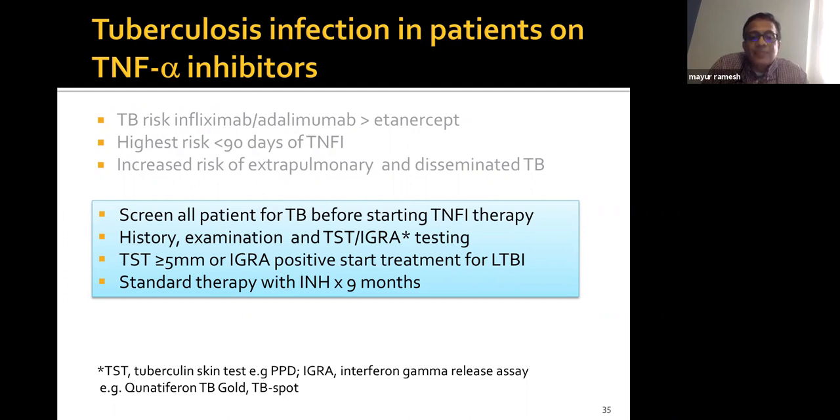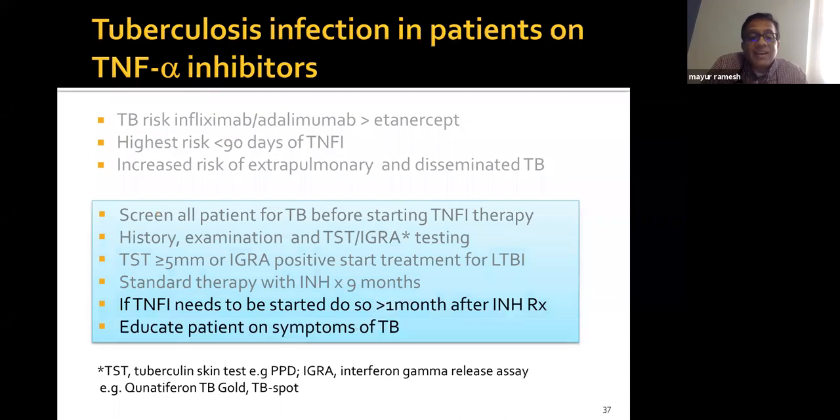In addition, you get a good history. You want to make sure there are no exposures, and an exam. And we tend to do the IGRA assay, or TB Quantiferon assay, now. If the TST skin test is greater than 5 millimeters or if the IGRA is positive, we do start treatment for latent tuberculosis. There are various different combinations we use. We won't have to go into that, but let's assume you're treating them with INH for 9 months. When can we release these patients back to getting the TNF-alpha inhibitor? Generally, it is about a month or so. As long as you've had the latent TB treated for about 4 weeks or more, then you can continue the latent TB therapy and then reinitiate the TNF-alpha blockers. And it's very important to educate patients on symptoms of TB recurrence on infliximab or any other TNF-alpha blockers.